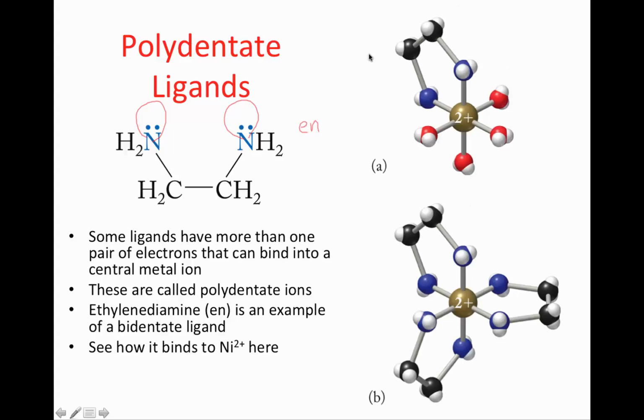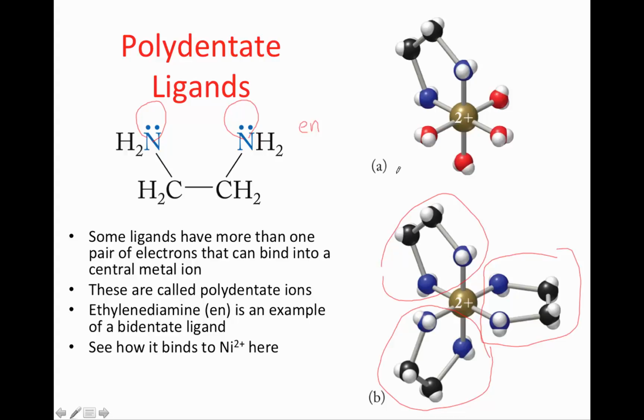And again, we're seeing how it binds to, I guess this is, well, I'm not sure what this ion would be, but it has a 2+ charge on it. Here's another one right here, but here we have 3 ethylene diamines. And so we still have a coordination number of 6. We can see the 6 bonds between the central metal ion and these other atoms, but there's an ethylene diamine here, and here's an ethylene diamine here, and here's yet another ethylene diamine. So we have these 3 ethylene diamines around the central metal ion.